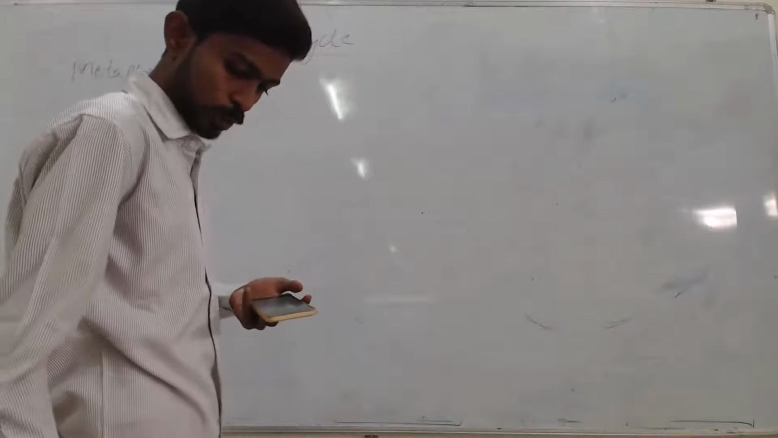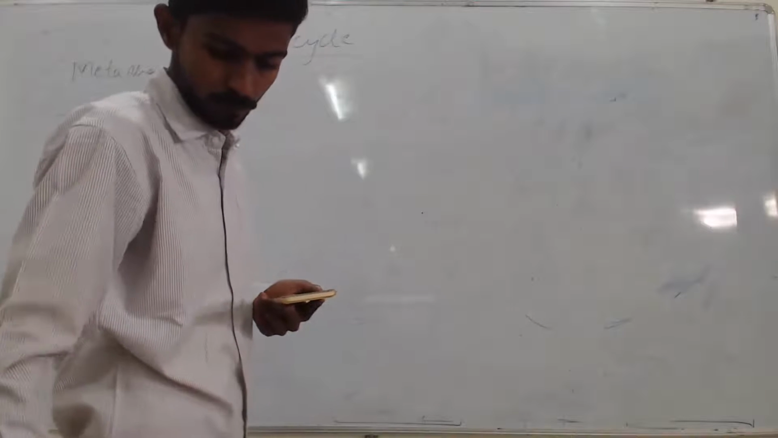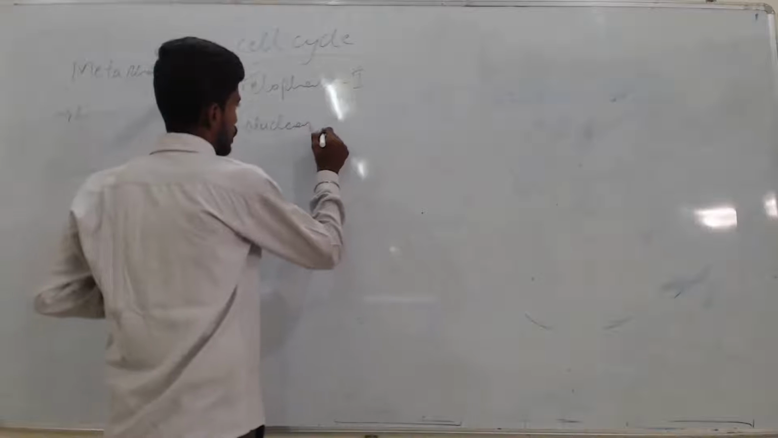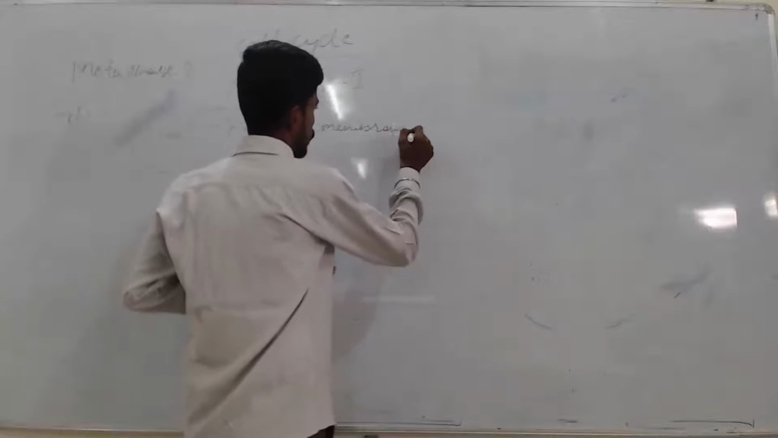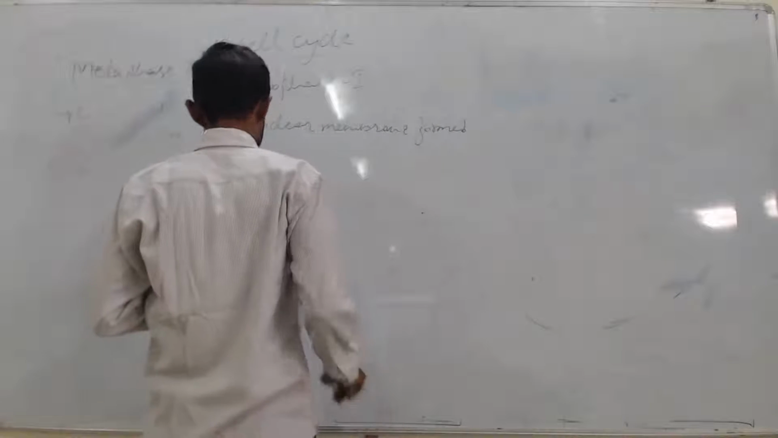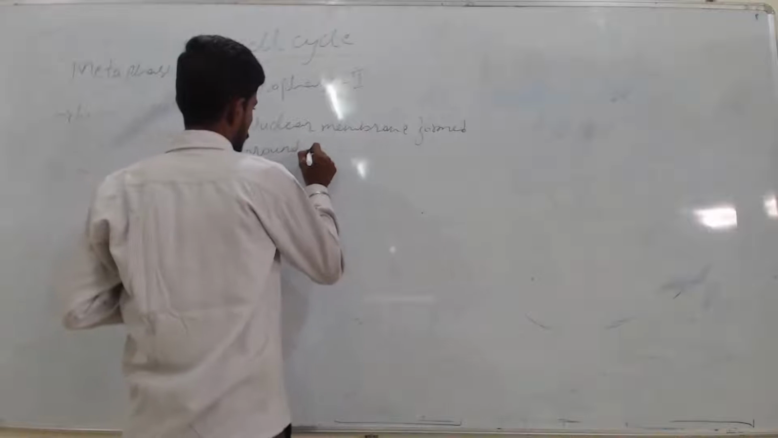And the next is telophase 1. In this telophase 1, you can see the nuclear membrane is formed around each nucleus of the daughter cells.